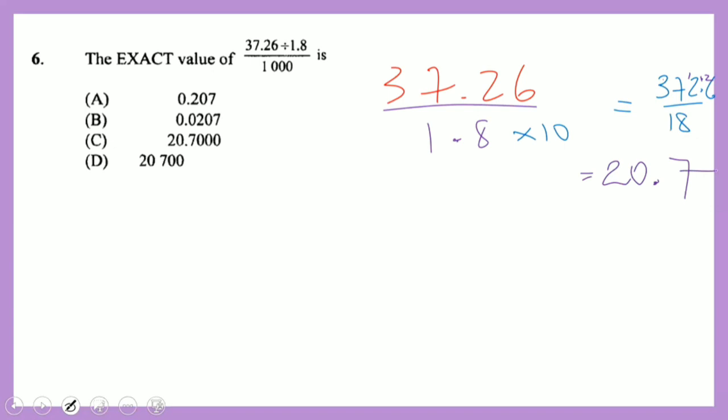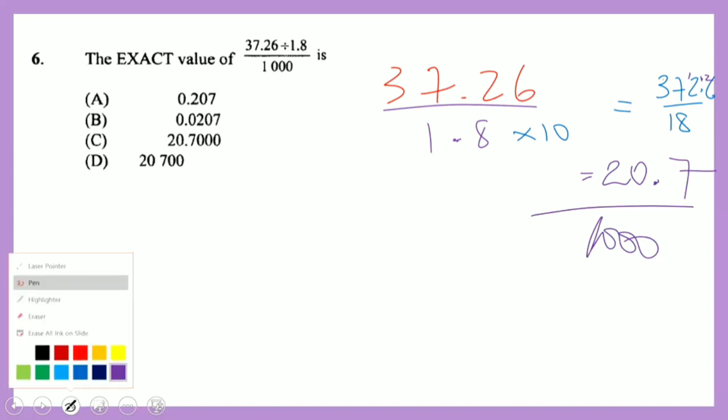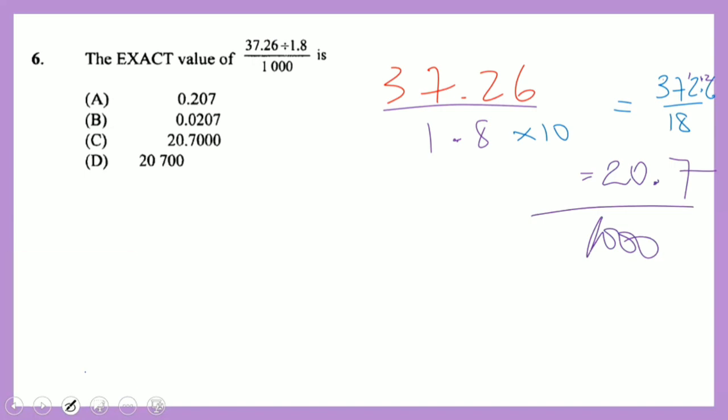20.7, but then we're supposed to divide that answer by 1,000. And as we explained in a previous question, this is now going to be dividing by 1,000. All right, 0.0207. Since we know that automatically the place of our decimal point is going to be 3 places to the left.